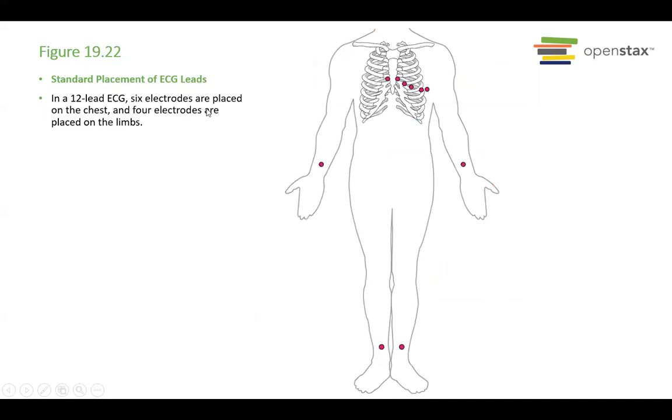So, the standard placement of the ECG leads. In a 12-lead ECG, there are 6 electrodes that are placed on the chest and 4 electrodes that are placed on the limbs.